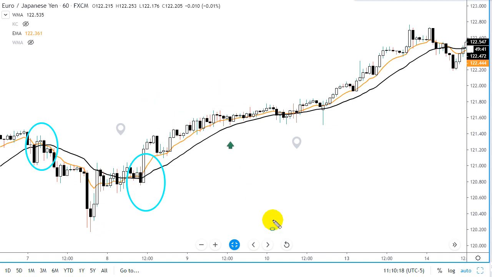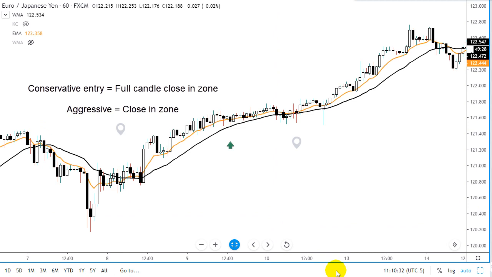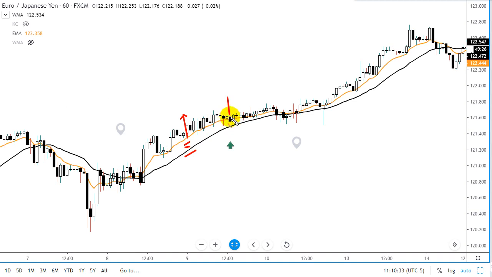We have two types of entries. One is a conservative entry. The conservative entry would require the full candlestick to close between the 9 and the 30. Down here would be fine as well, considering an uptrend. What we don't get is a poke above for longs. The aggressive entry just requires a close between the 9 and the 30. As you can see on this candlestick right here, it's still above the 9.